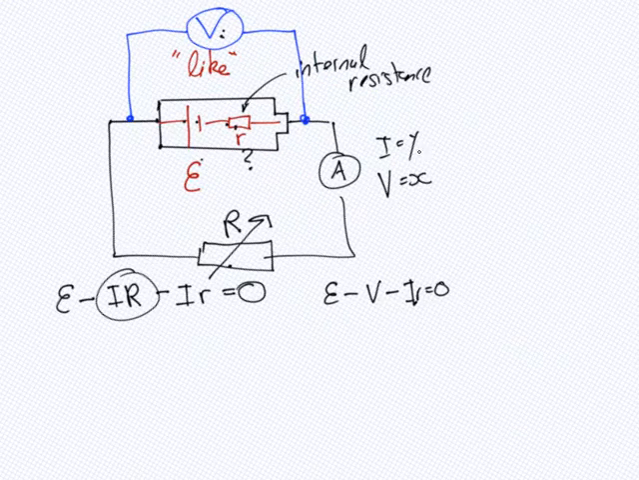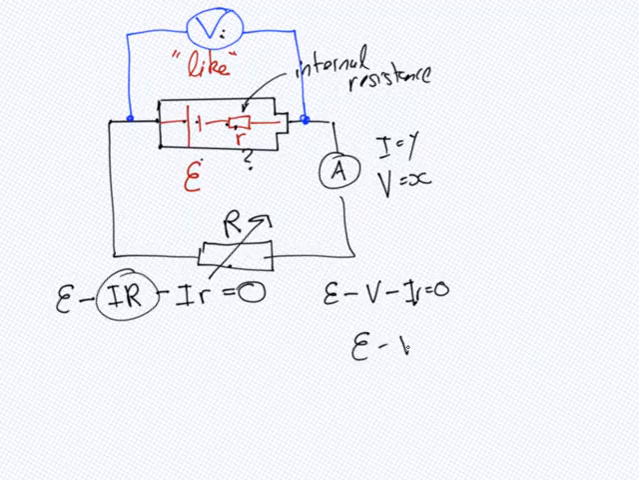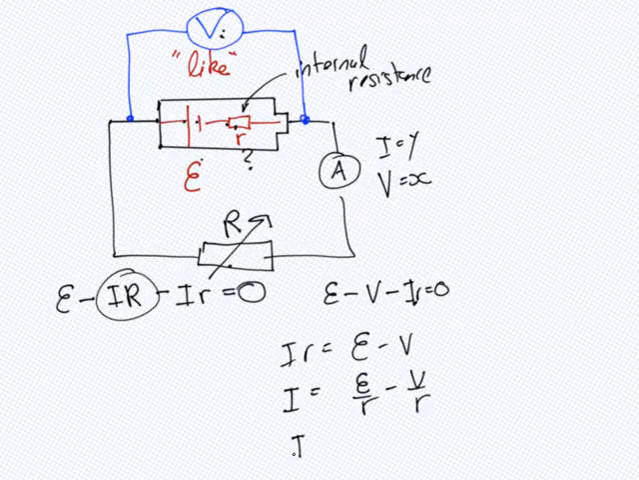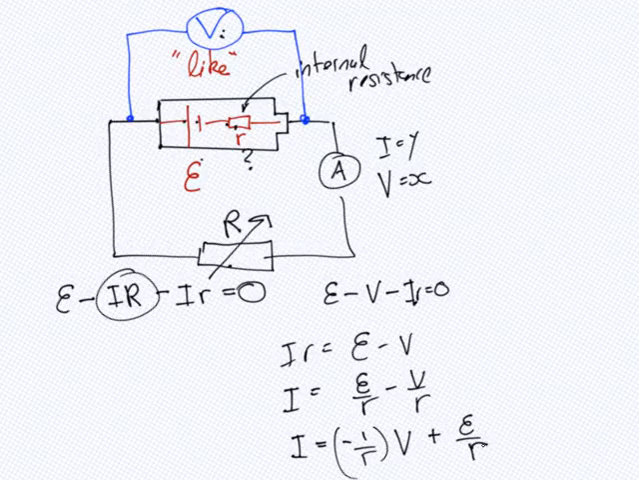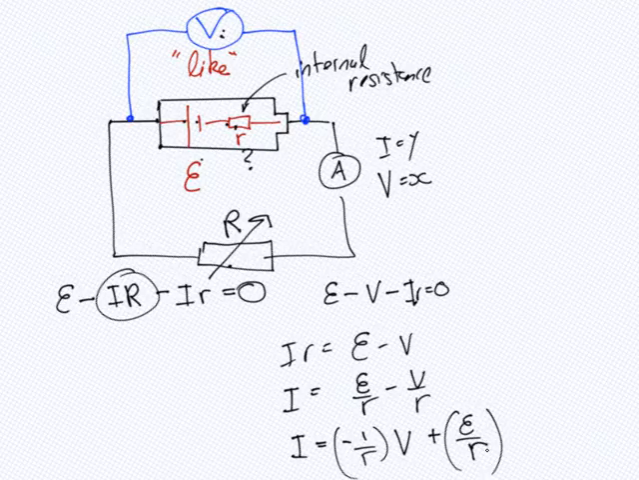The I is like the Y, so I get E minus V equals I OR. I'll divide by OR. I get I equals E over OR minus V over OR. So I get I equals minus 1 over OR V plus E over OR. I just wrote it the other way around. Is that okay?